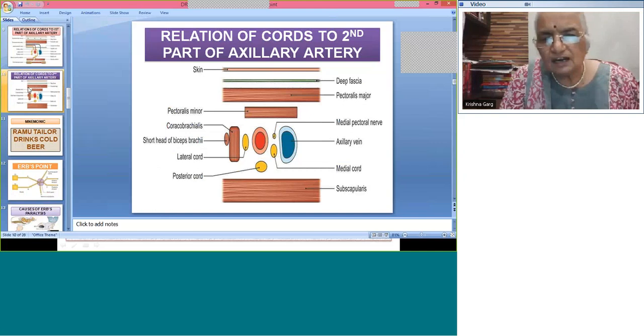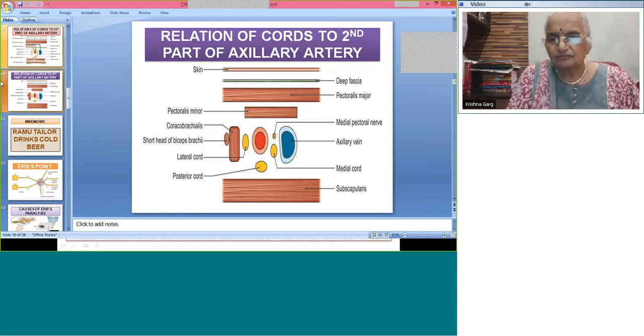In the second part of the axillary artery, the names of the cords are related according to its relations. The lateral cord is lateral to the artery, the posterior cord, which is thickest, is posterior to the artery, and the medial cord is medial to the artery, between the axillary artery and the axillary vein. These are the relations of the second part. The third part of the axillary artery is not related to the cords, but is related to the branches. So I have skipped that part because branches will be done separately.